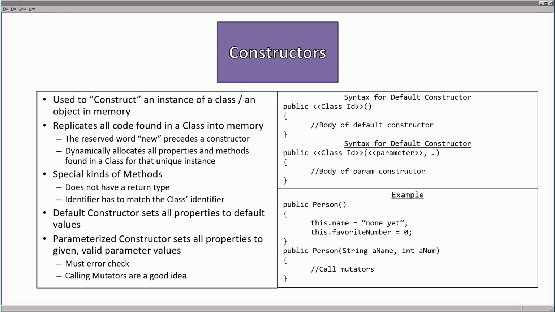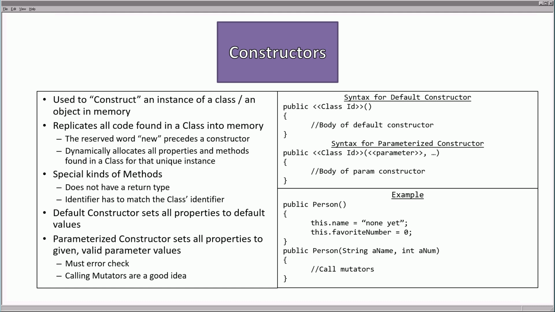There's two different versions of constructors that are very common. One is called the default constructor, which basically sets all the properties, the instance variables, to some default valid value. There's also a parameterized constructor, which is very useful, and what this does is set all the properties to given valid parameter values. A parameterized constructor has to error check, and in order to do this, it's a good idea to just call the mutators from it.